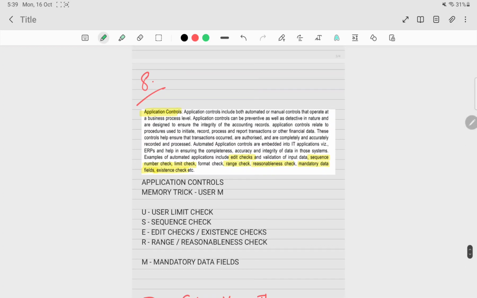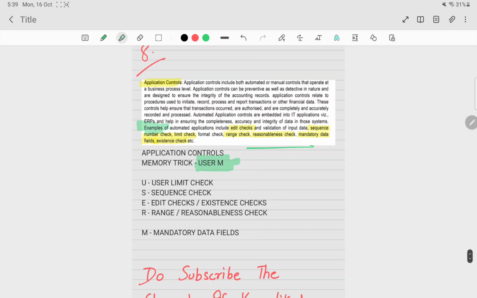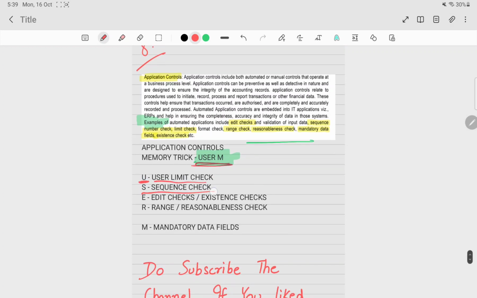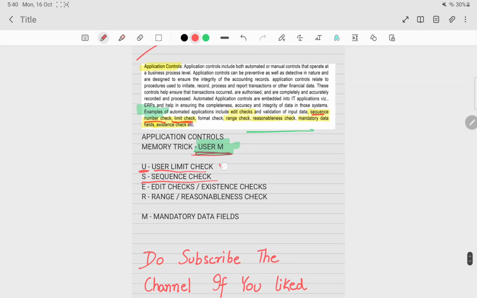In application controls, the examples are very easy. See the examples. This is very easy. The memory trick is user M. M is one person, suppose, so there is a user M. Now from U you can remember, see how the things are connected, you will see. The memory trick is user. So now from U you can remember user limit check. From S you can remember sequence check. So here it is sequence number check. Now the first one was limit check. So you can remember user limit check, sequence check.